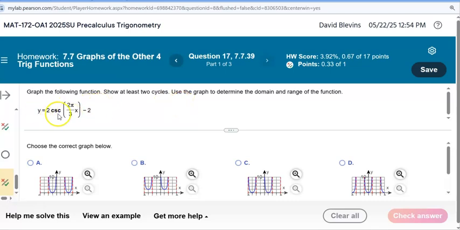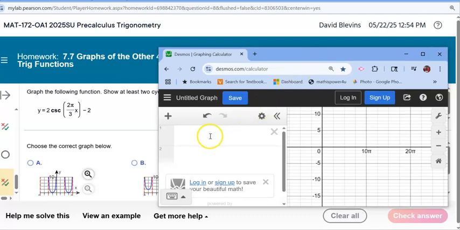Hey True Class, in the last video I graphed a secant function with Desmos. This time I'm going to graph a cosecant function. So I'm going to type exactly what I see here. You can use the function button down here, but you can also just type this in.